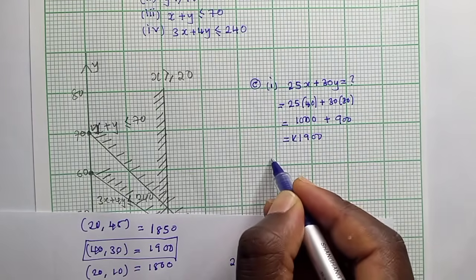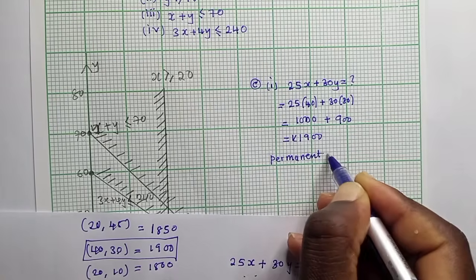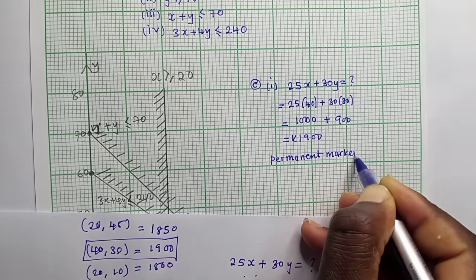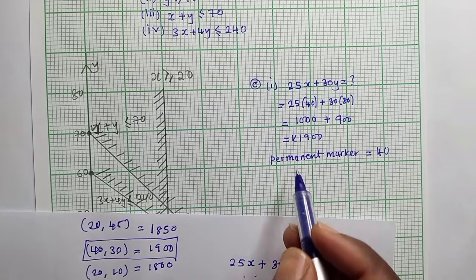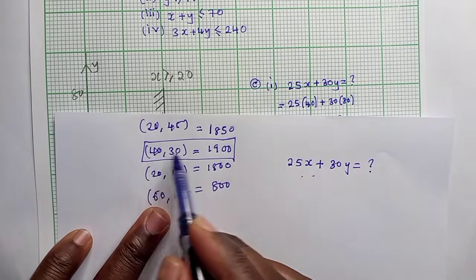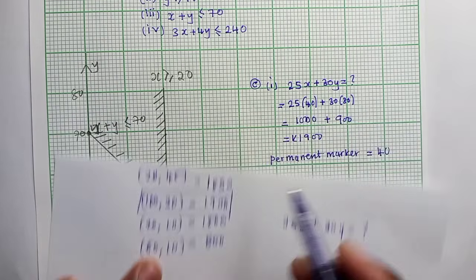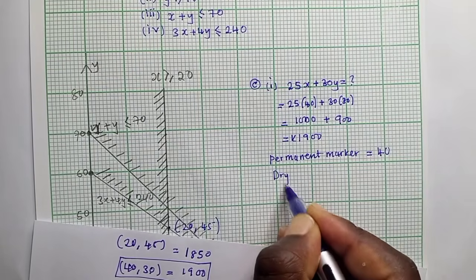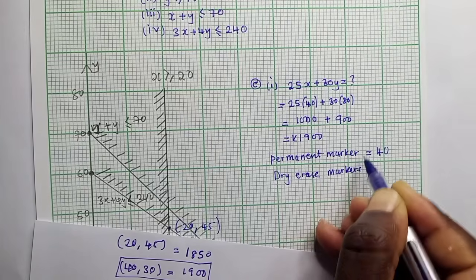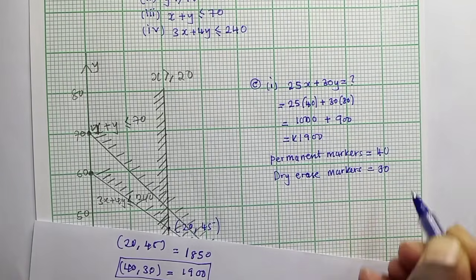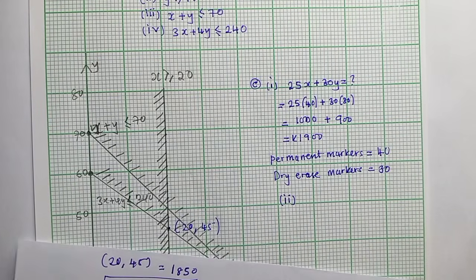So we're going to say permanent markers will be equal to 40, because we know that in these coordinates, this is for permanent and this is for dry erase markers. So dry erase markers will give us 30.